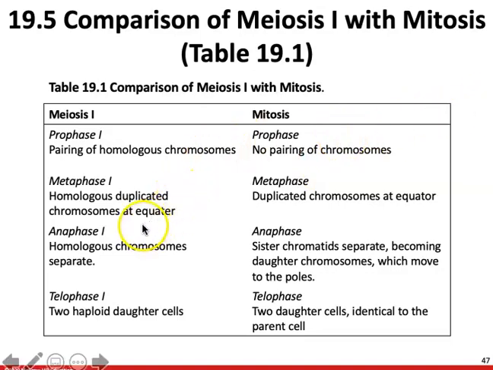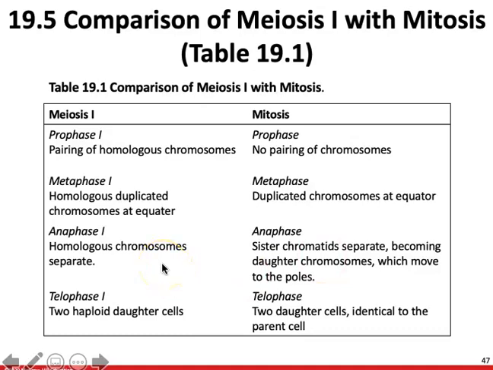In meiosis 1, we're going to see the homologous chromosomes are duplicated at the equator. This just means that we're going to see them line up in pairs along the equator. In metaphase, we're just going to see them line up single file. In anaphase 1, we're separating homologous chromosomes. In anaphase of mitosis, we're just separating sister chromatids.